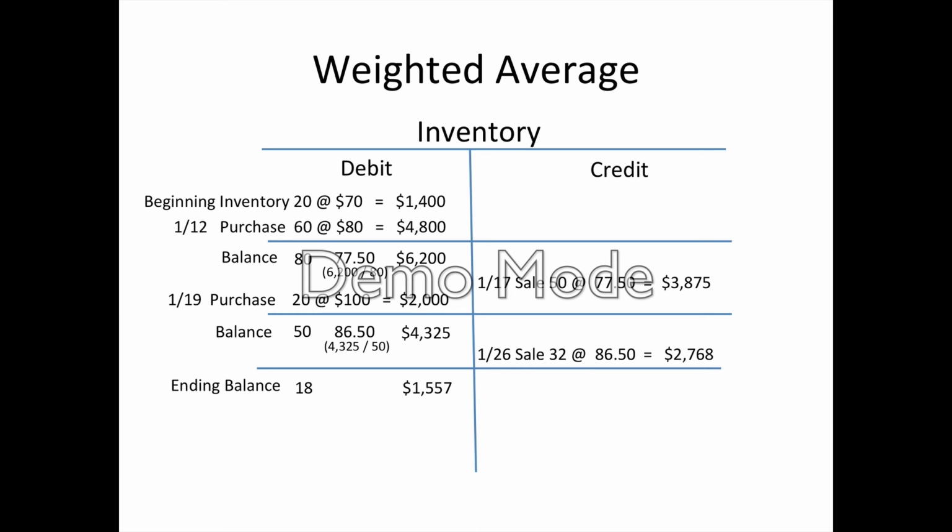We are now ready for the reconciliation with goods available. To get the total cost of goods sold, we add up the total cost from the January 17th and January 26th sales in the credit column. Then we pull down the ending balance from the debit column and you are done.